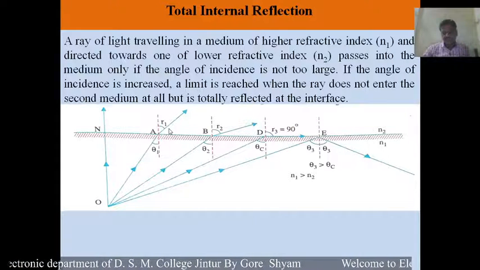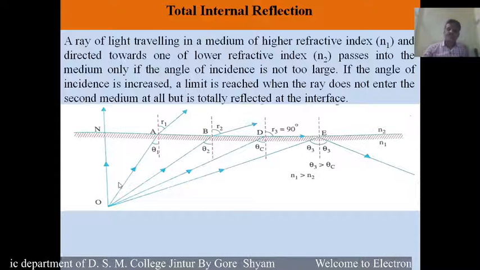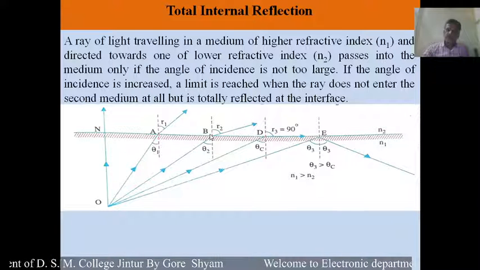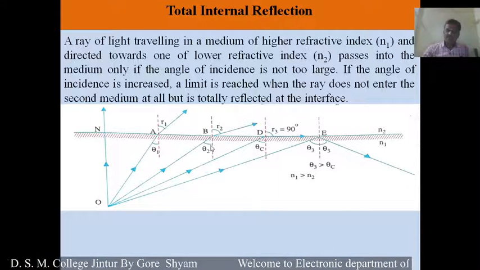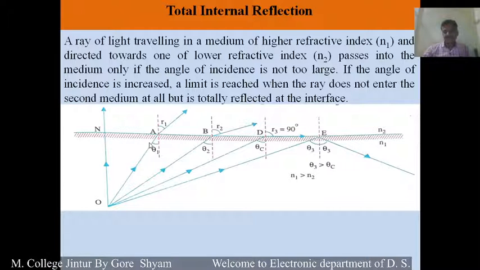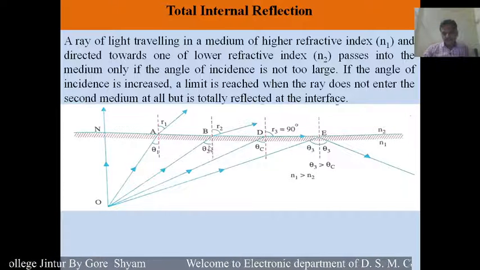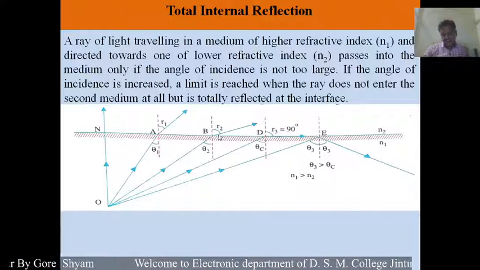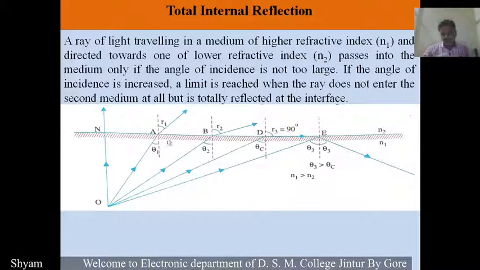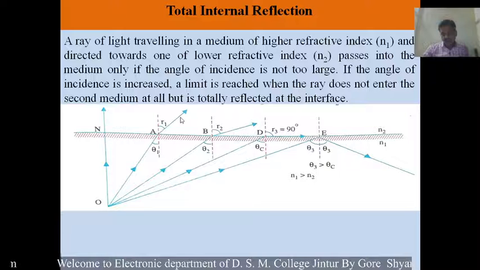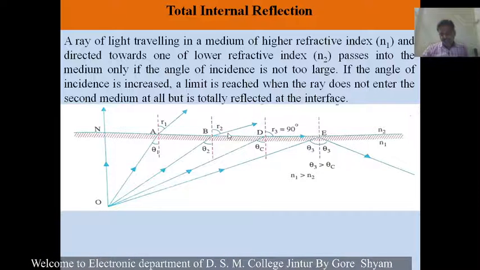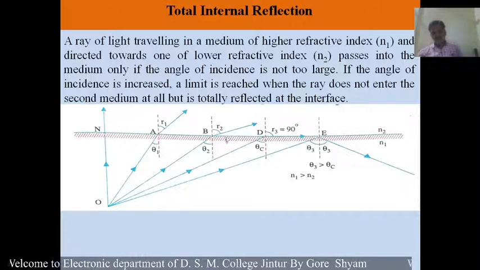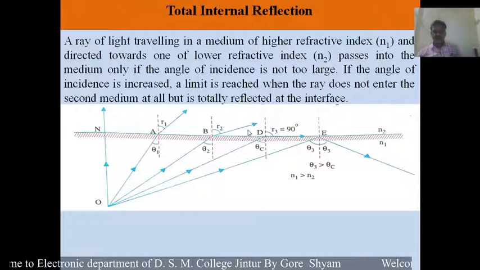This is the refraction. Now if we increase this angle at the point B, here theta 2 is greater than theta 1. Then again the angle of refraction increases, that is R2. This means the light is more bent. Here the bending is more for the light ray OB.